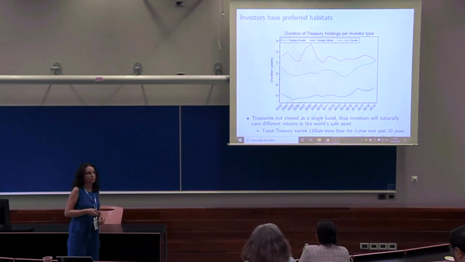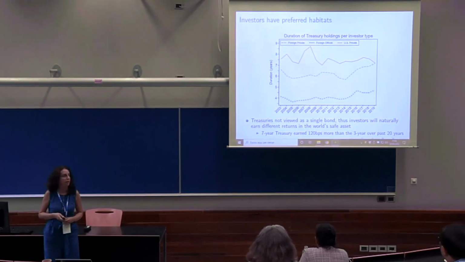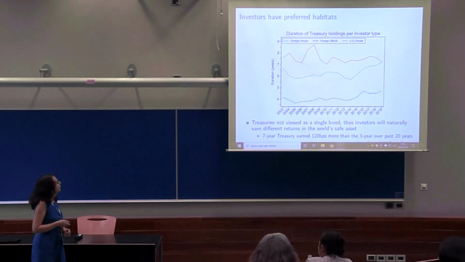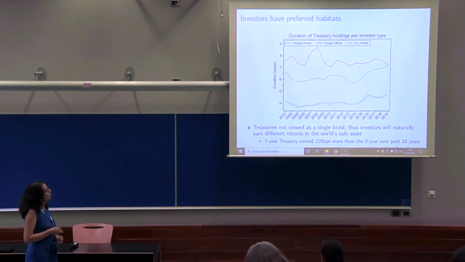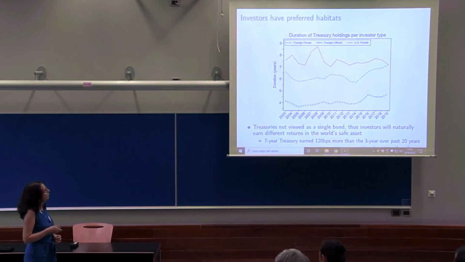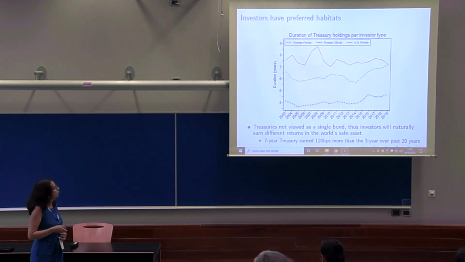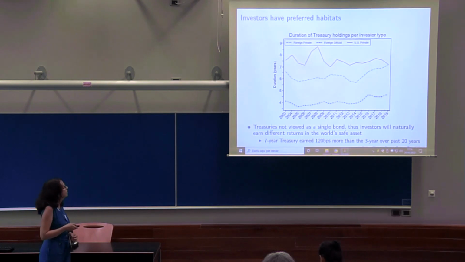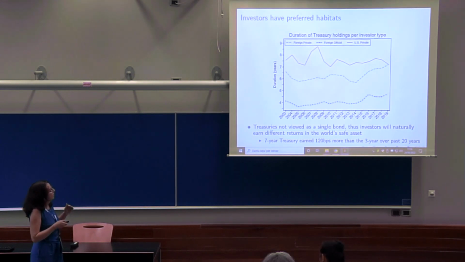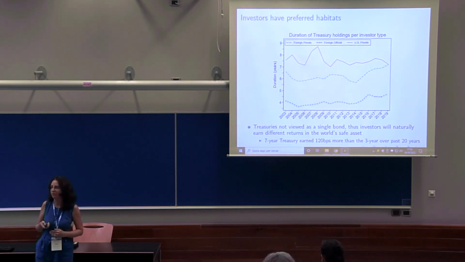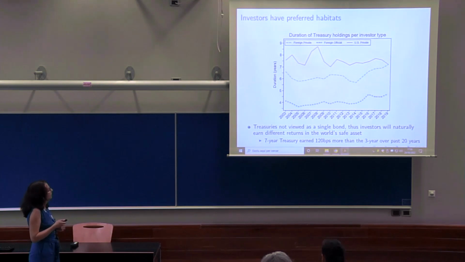Now, on the first assumption that there is a representative treasury bond, here I'm plotting the duration of treasury holdings per investor type. The duration is in years. The top line, the red line, is the US private investors. The middle blue line is foreign private investors. The bottom line is foreign official investors. So it's difficult to say that there is one bond, right? We conclude from this that there is a preferred habitat.